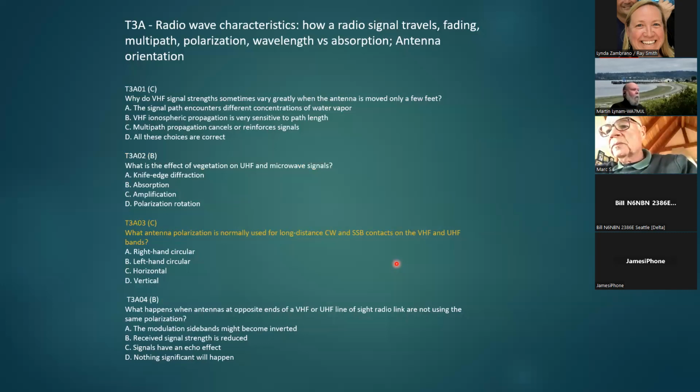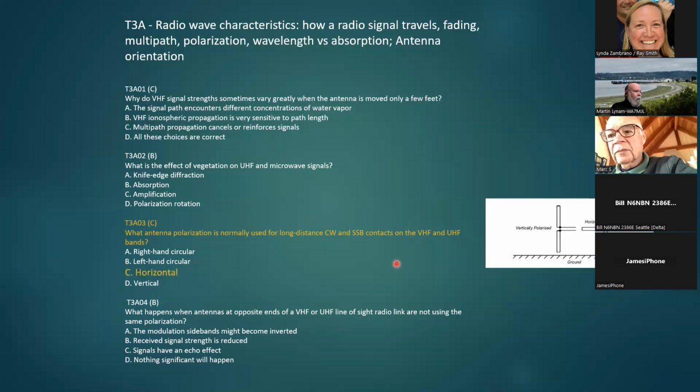A03. What antenna polarization is normally used for long distance CW and SSB contacts on the VHF and UHF bands? Well, generally, as emergency communicators, you're not going to be using CW or SSB. You're going to be using FM, but the answer is horizontal polarization, which is the opposite of what you're normally using when you're using a handheld radio that has the antenna sticking straight up.